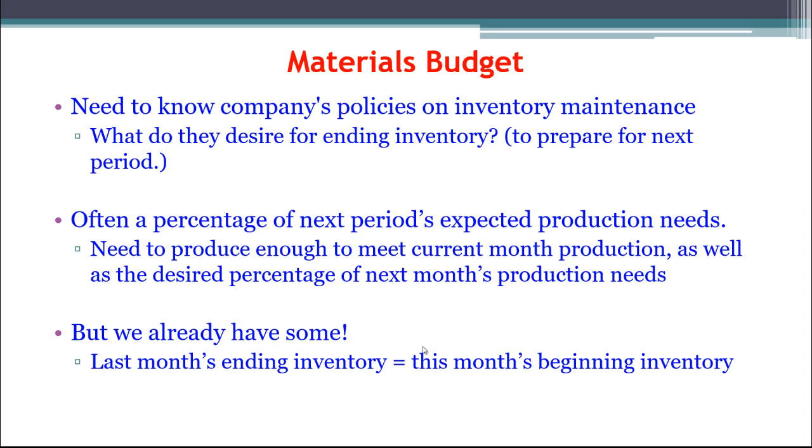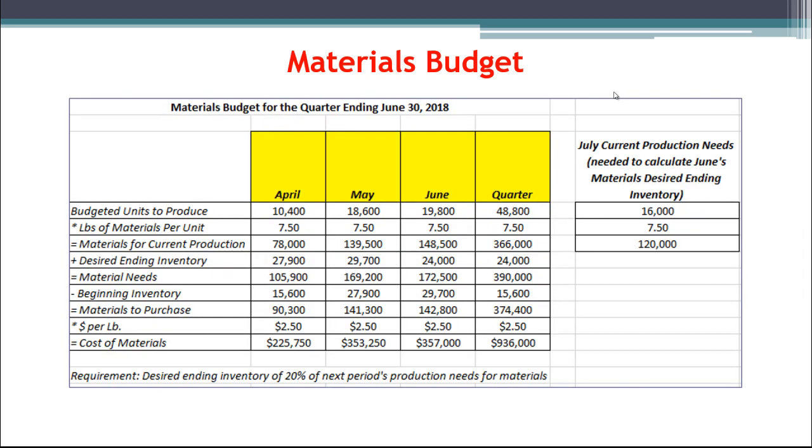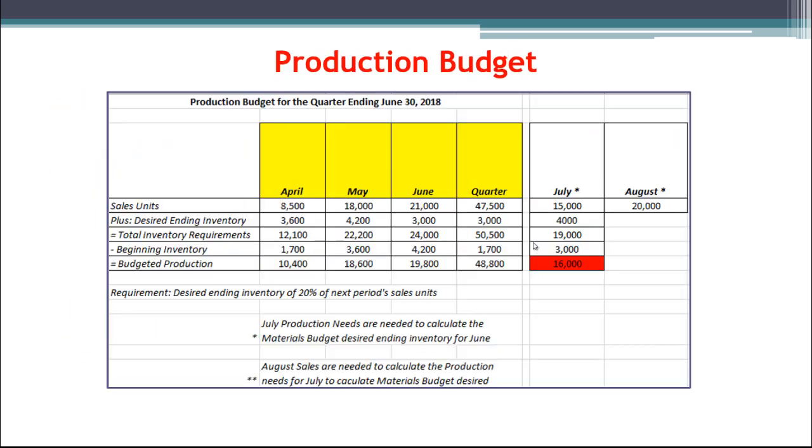Again, we already have some materials on hand. Last month's ending inventory became this month's beginning inventory. So let's see how this looks. Now, again, we are doing June, so we needed to bring over July's production needs, which we already calculated at the end. Well, let's go back actually for a second.